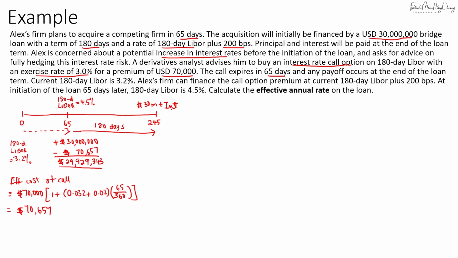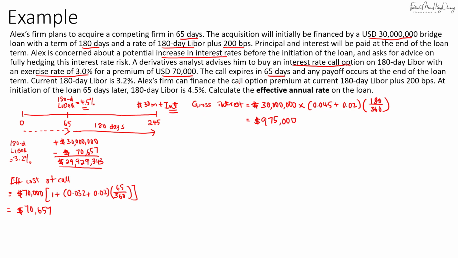Now the next thing we're going to do is calculate the interest that is paid on day 245. If you look at the calculation, the gross interest, which is just based on the loan rate, would be the $30 million multiplied by the LIBOR on day 65, that's 4.5%. So we'll take 4.5% plus the spread of 200 basis points, and the loan is for 180 days over 360. So the gross interest will be equal to 975,000.